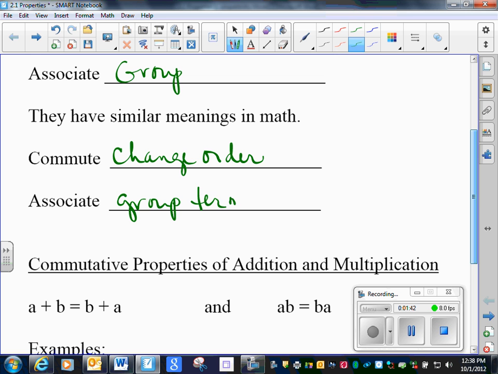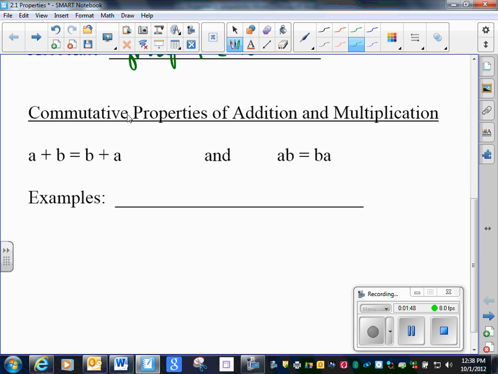your terms. So let me show you what that looks like mathematically. So the commutative property of addition and multiplication says it doesn't really matter what order your addition comes in or your multiplication comes in, your answer is the same. So, for instance, 3 plus 4 is the same thing as 4 plus 3. It doesn't matter which term we list first. And conversely, on multiplication, 3 times 4 is the same thing as 4 times 3.